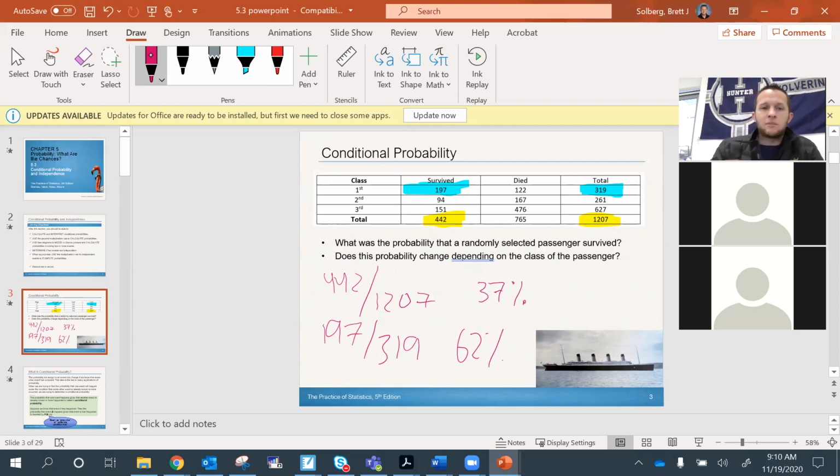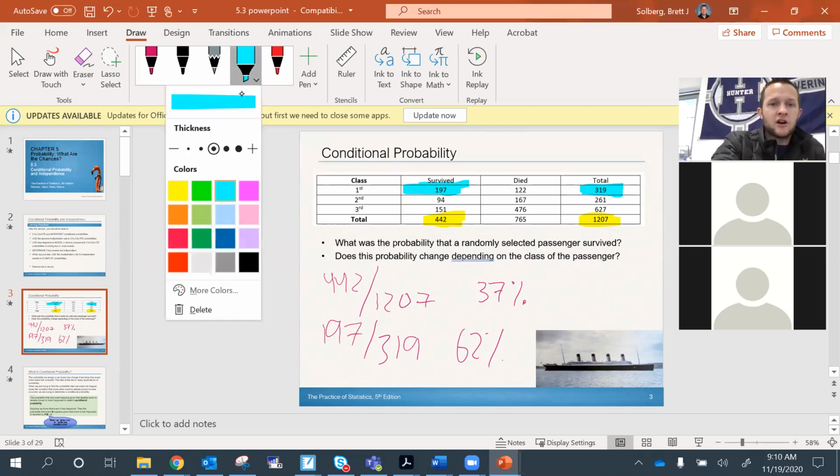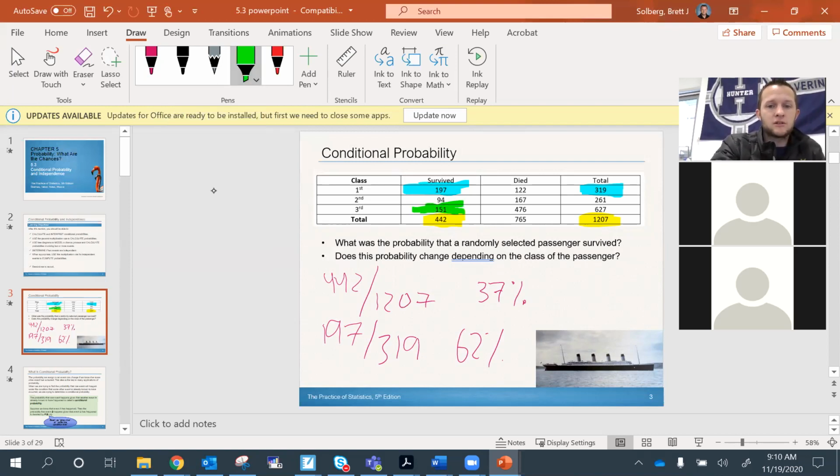Now, let's compare that to third class. I'm going to have Ashley, how would I figure out the third class survival rate? You would take the total third class and divide it by the ones who survived. So that would be 151 out of 627. And that's going to be lower than our total. That one, when I put that in, that's only 24%.